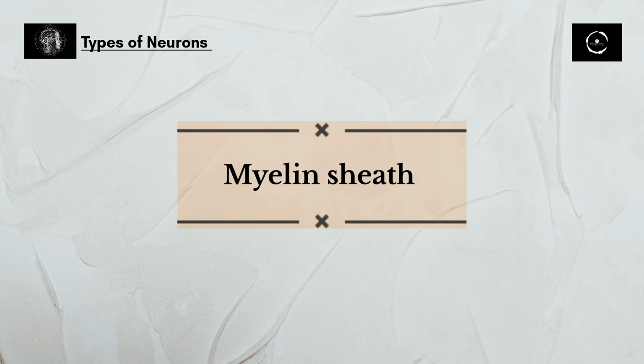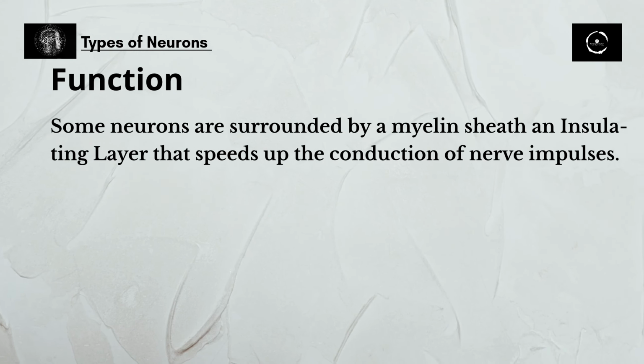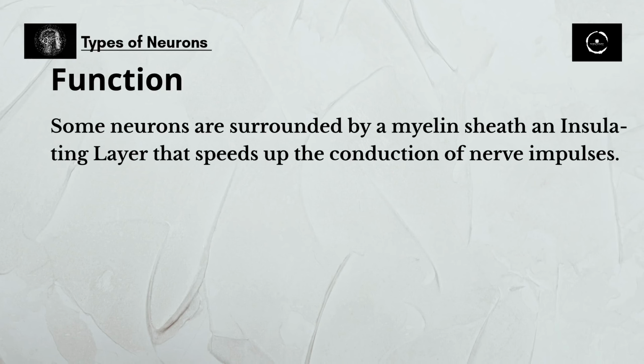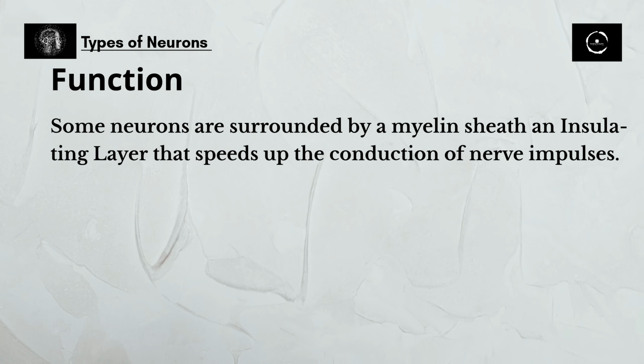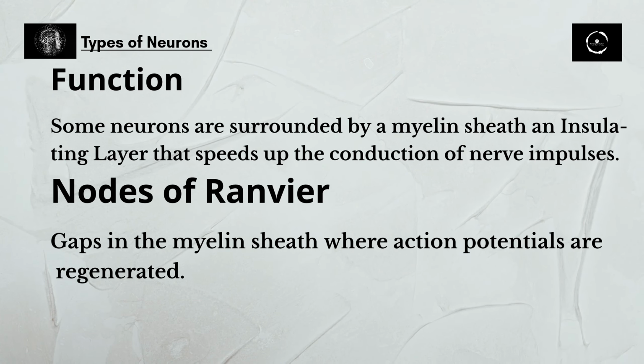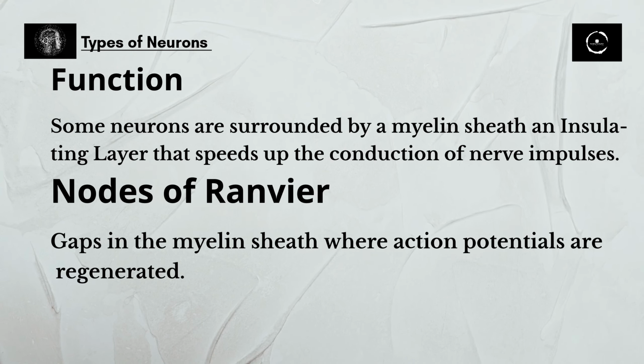Now the myelin sheath. Function. Some neurons are surrounded by a myelin sheath, an insulating layer that speeds up the conduction of nerve impulses. Nodes of Ranvier, gaps in the myelin sheath where action potentials are regenerated.